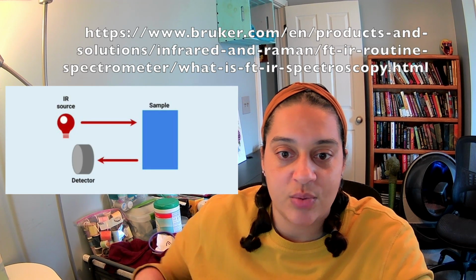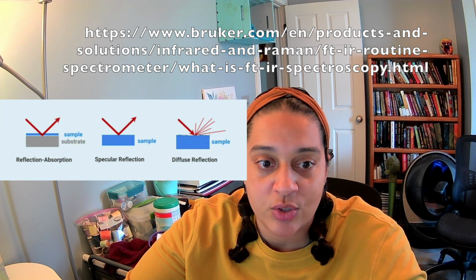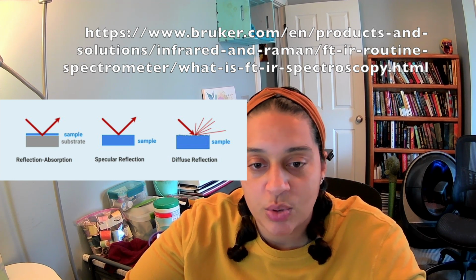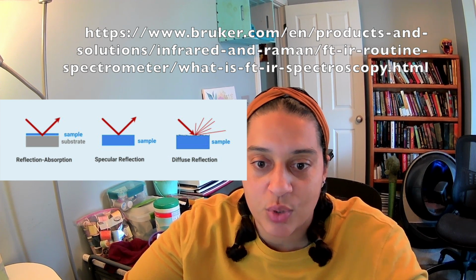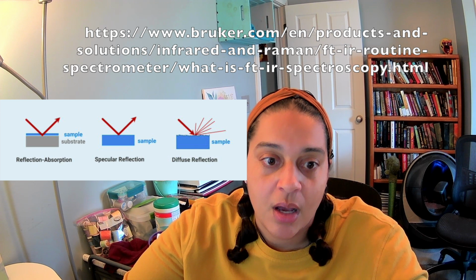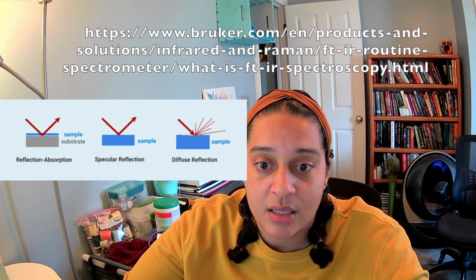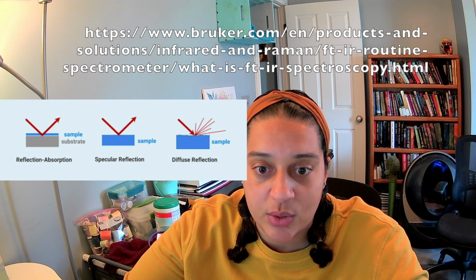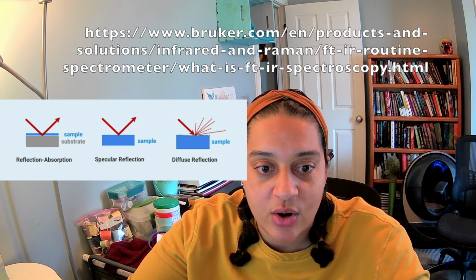The third technique is reflectance. This technique also has 3 ways to employ it in its sample analysis. The IR light can be passed through a thin sample, then onto a reflective surface, and then reflected back towards the detector, called reflection absorption. Or the reflective surface is the sample being analyzed, and this would be called specular reflection. Or lastly, light is scattered off the surface of a sample, called diffuse reflection.